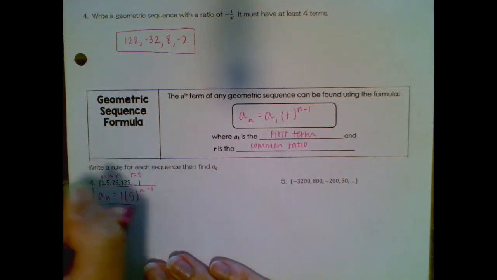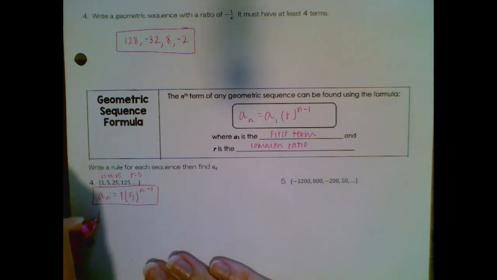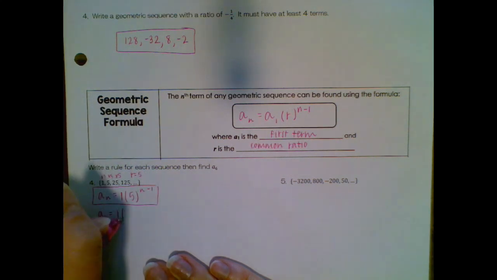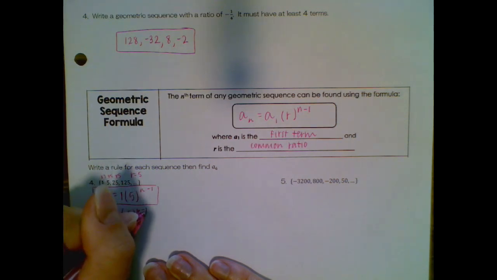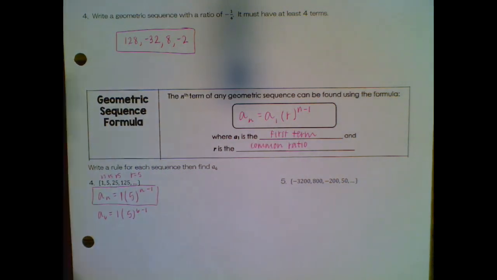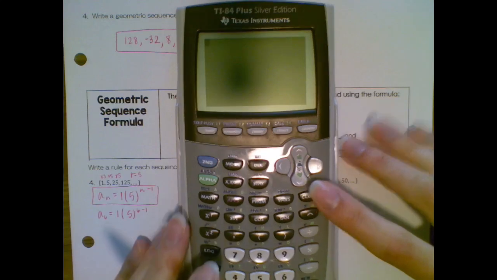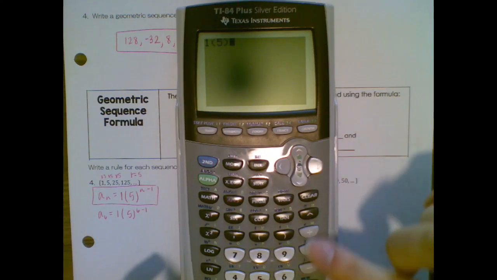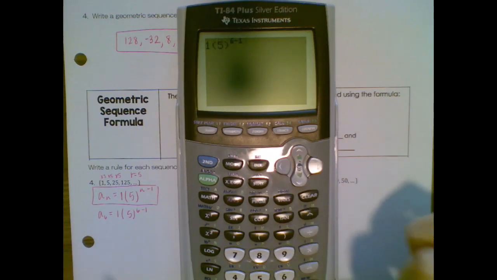So I'm going to box that off. So a sub 6 equals 1 times 5 to the 6 minus 1, because that's the term number we're looking for. So in my calculator, I'm going to do 1 times 5 to the power of 6 minus 1. 3,125.